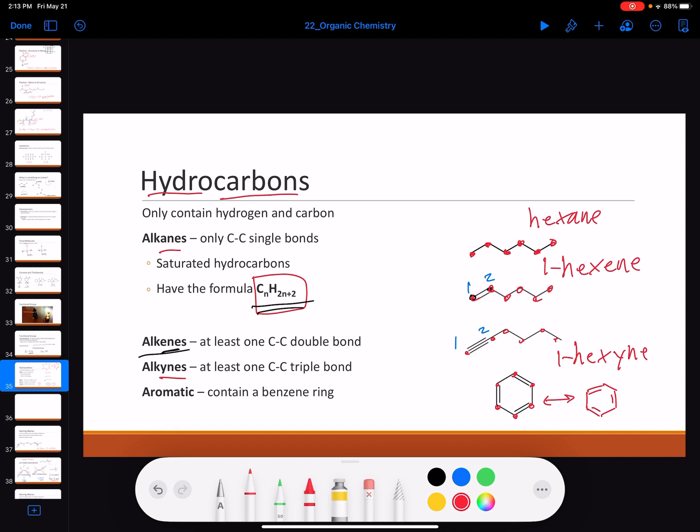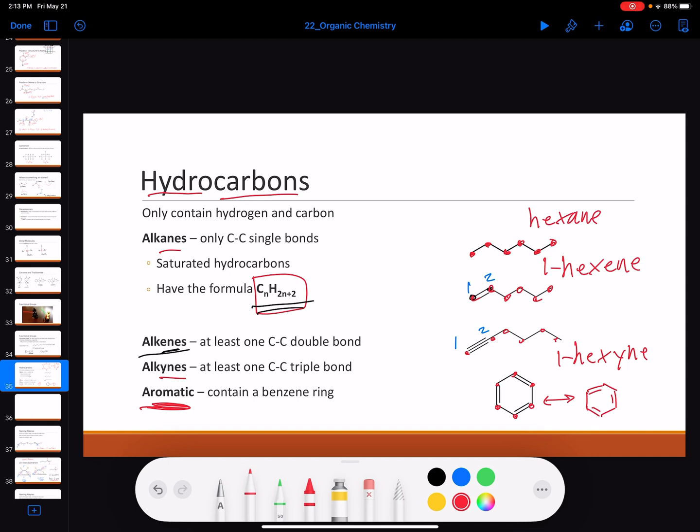And so even though this looks like a normal alkene with double bonds, it does not behave like an alkene. Because of resonance, it stabilizes it. This benzene molecule is actually really stable. It doesn't react the way an alkene would react. So it's its own class of compounds called aromatic.